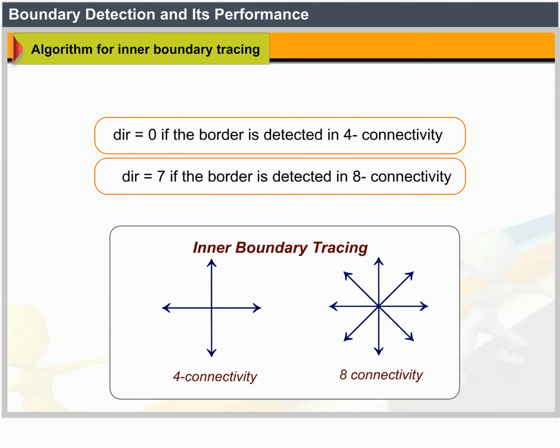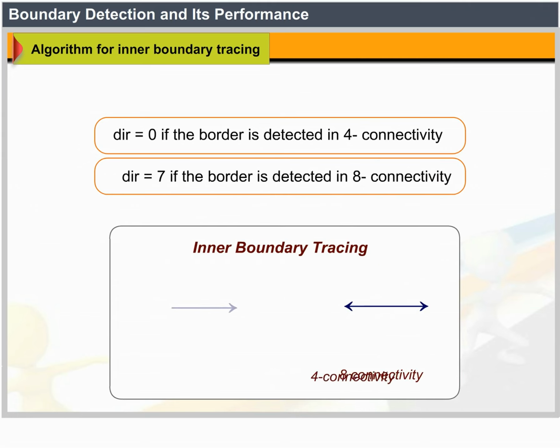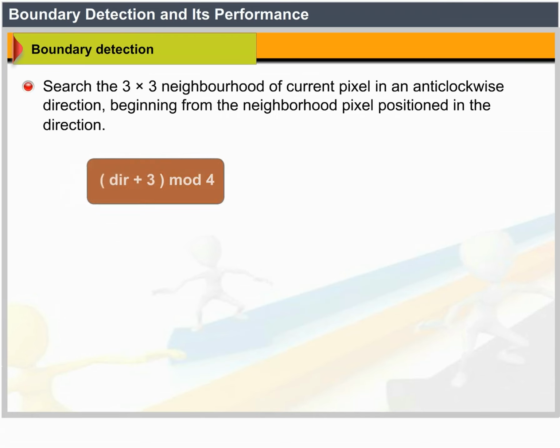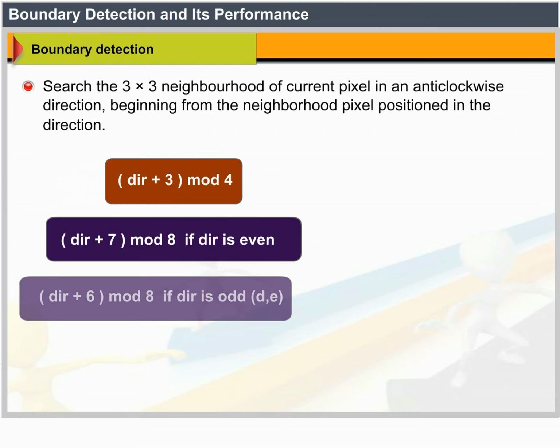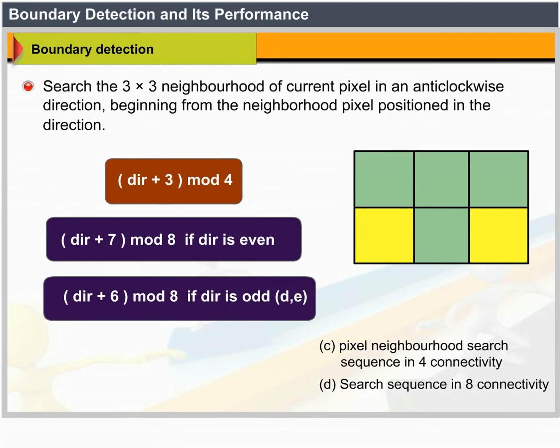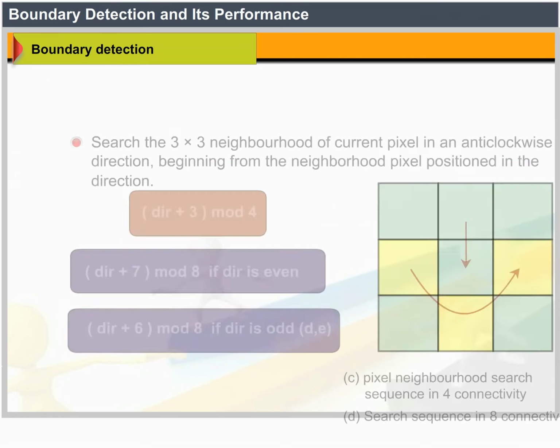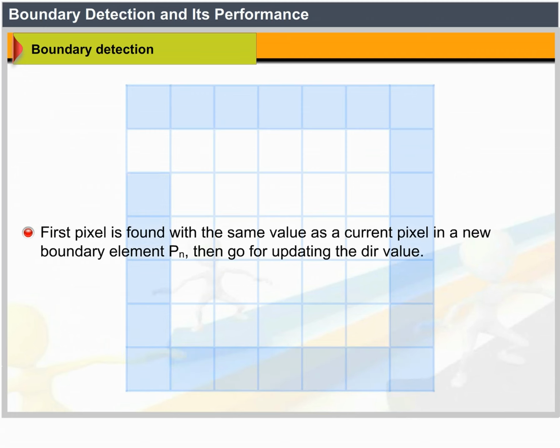This figure shows the inner boundary tracing, direction notation for 4 connectivity and 8 connectivity. Search the 3 by 3 neighborhood of the current pixel in an anti-clockwise direction, beginning with the neighborhood pixel given by the direction. The figure shows the pixel neighborhood search sequence in 4 connectivity and 8 connectivity. The first pixel found with the same value as the current pixel is a new boundary element Pn. Update the direction value.